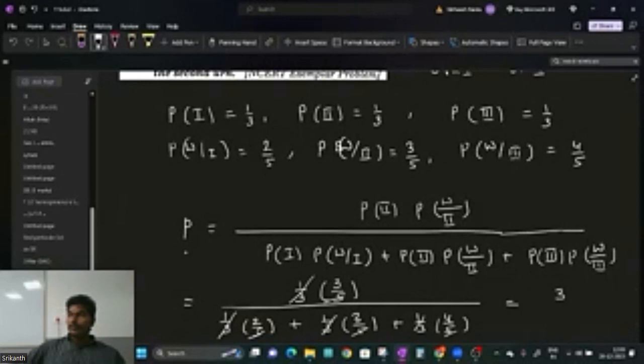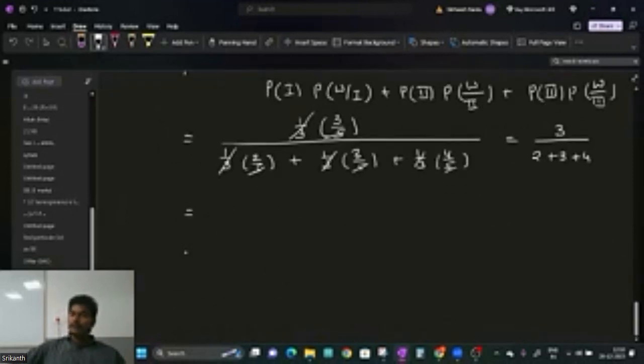So what is left in the numerator? 3. What is left in the denominator? 2 plus 3 plus 4. How much is it? 5 plus 4, 9. So 1 by 3 is the answer. 1 by 3 is the answer. Understood?